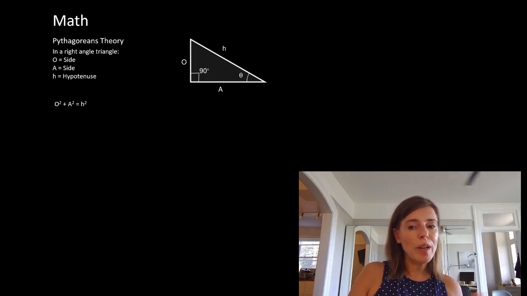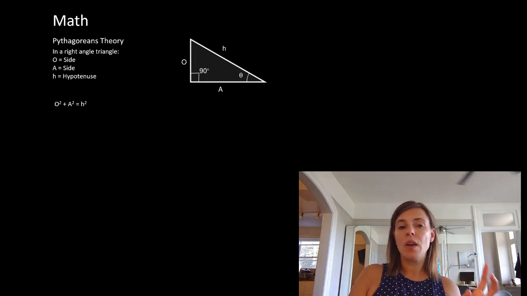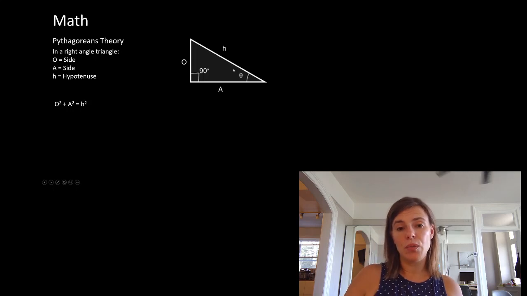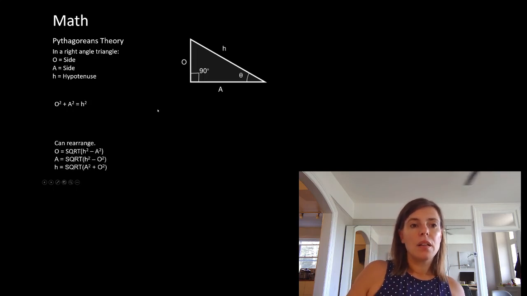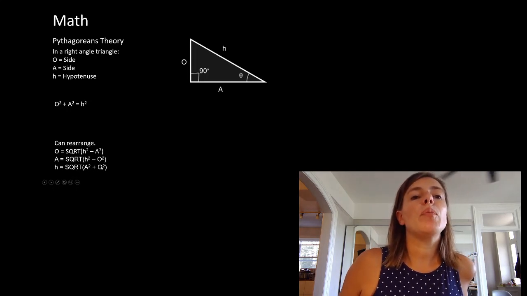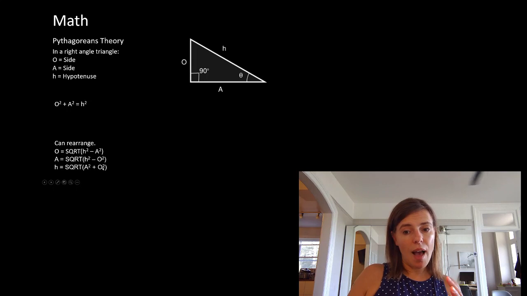But that means we can rearrange this. If we know any 2 sides, we can find out the third side. This is really handy for similar triangles. If we had a smaller triangle here and knew any 2 of its sides, we could also use similar triangles. So look here, O is equal to the square root of H squared minus A squared. H is equal to the square root of A squared plus O squared. So if we know any 2 sides, we can figure out the third side.